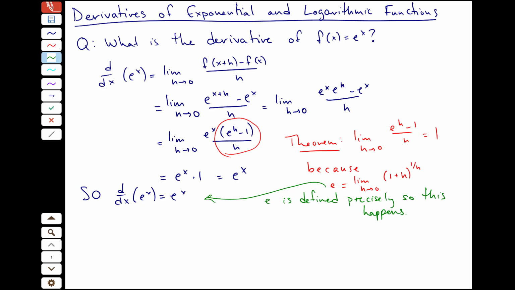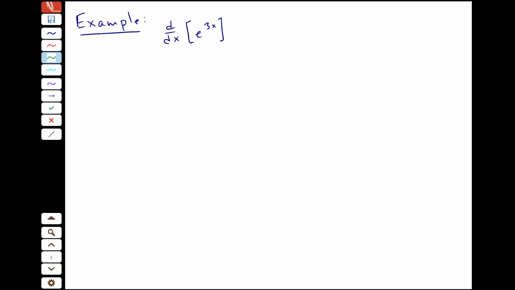Okay, so now that we know what the derivative of e to the x is, let's move on from there. So what if we wanted to take the derivative of e to the 3x? So we should think of this, if we have f of x equals e to the x, we should think of this as f of 3x. So this is e to the 3x. So we need to use the chain rule. In other words, this 3x is inside of this exponential function e to the x.